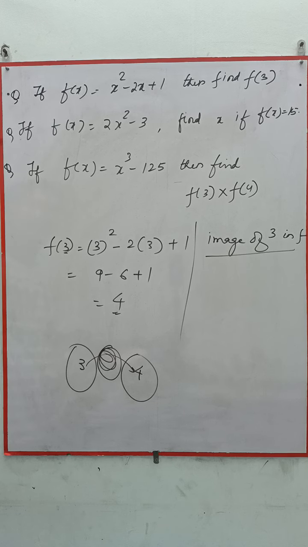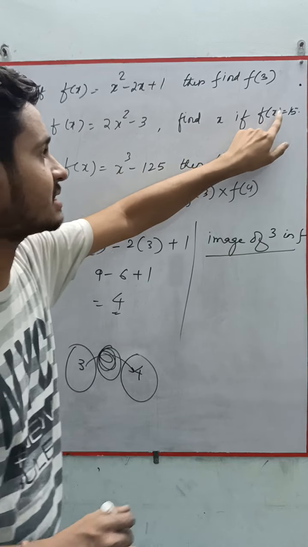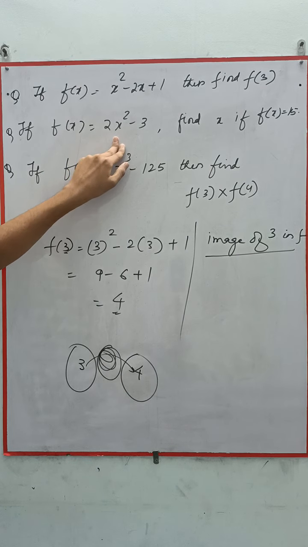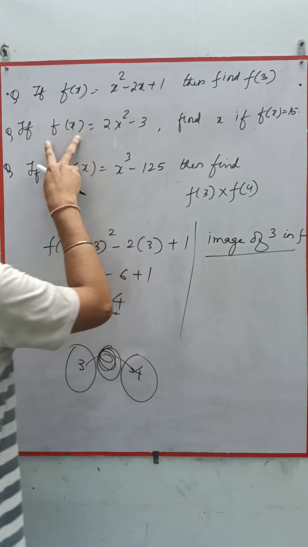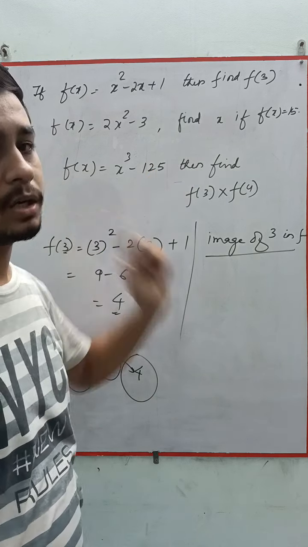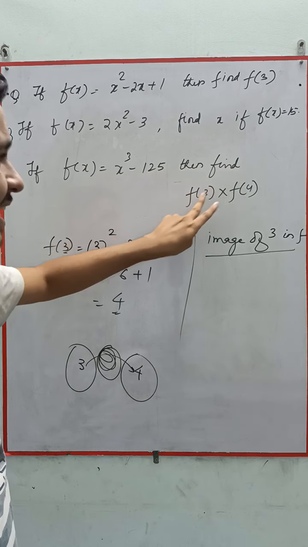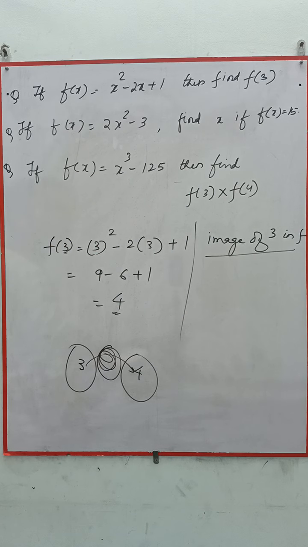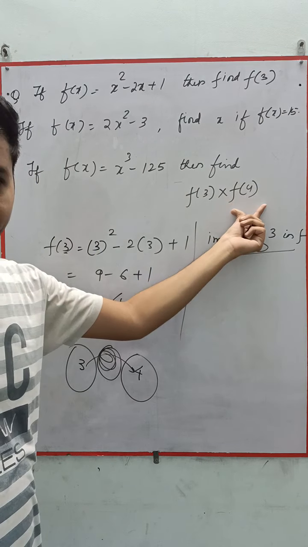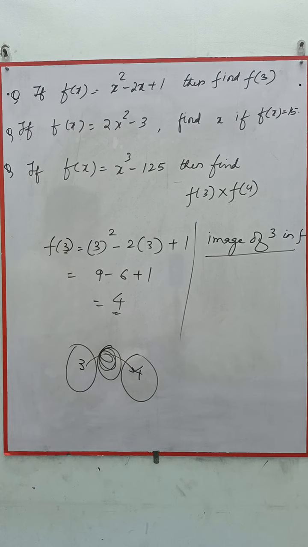I hope you understand. Now let us go to another question. If f(x) is 2x square minus 3, then find x if f(x) is 15. Now we need to find the value of x if they are giving the image as 15. So in place of f(x), we have to put 15, solve it, and you will get the value of x. Now coming to the third question, f(x) is x cube minus 125, then find f(3) into f(4). Again the same concept: first you find f(3), then you find f(4), and then take the product, that will be your answer. So these are the easy questions, I guess.